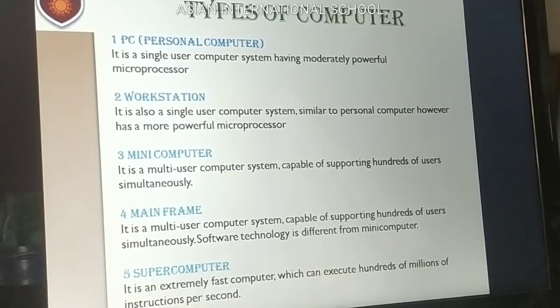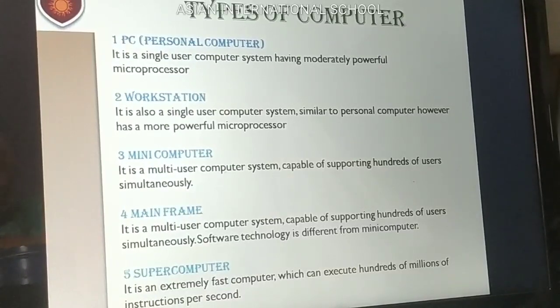The second type is the workstation. It is also a single-user computer, similar to the personal computer. However, it has a more powerful microprocessor so that it can process more quickly, or the speed of the processor is increased here.